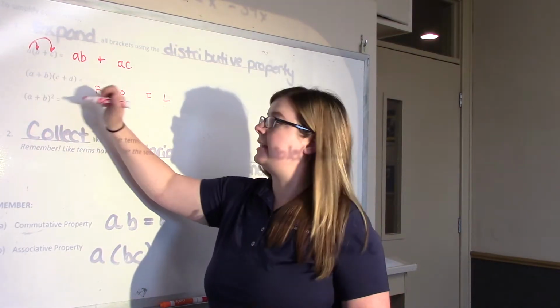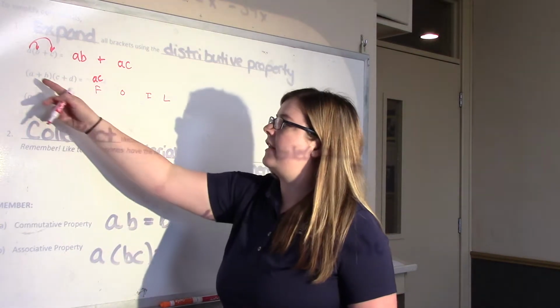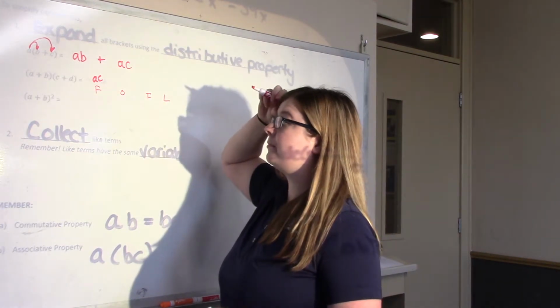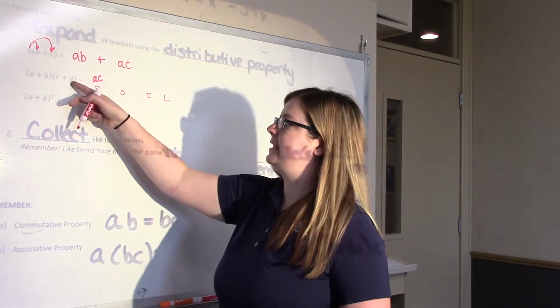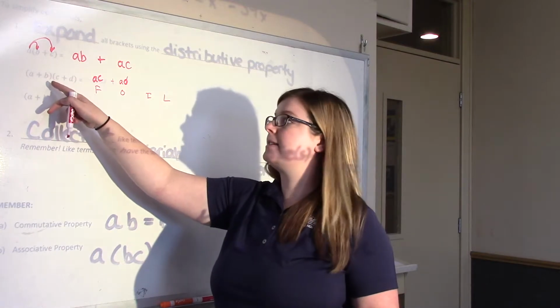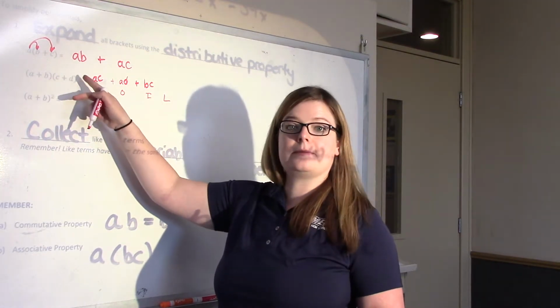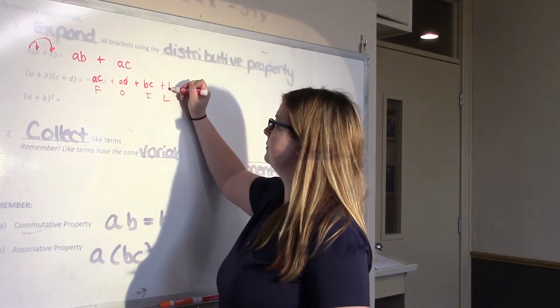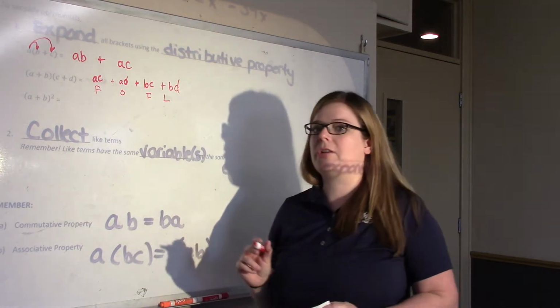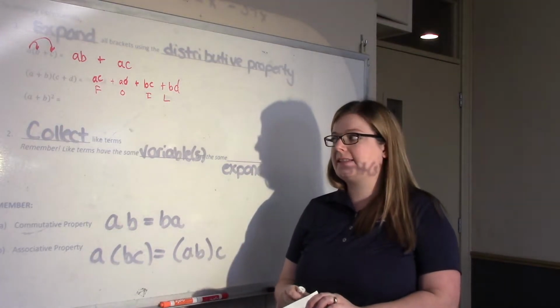So a times c is ac. So those are the firsts of the f. Then the outsides, a times d, so ad. Then the insides, b times c, and then the lasts, b times d. Okay, that's the FOIL method. Firsts, outsides, insides, and lasts.